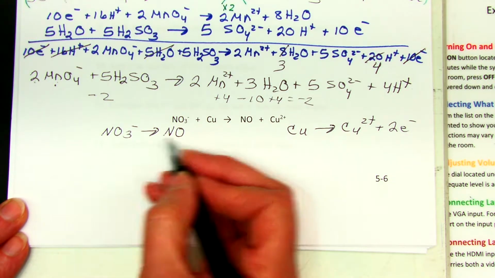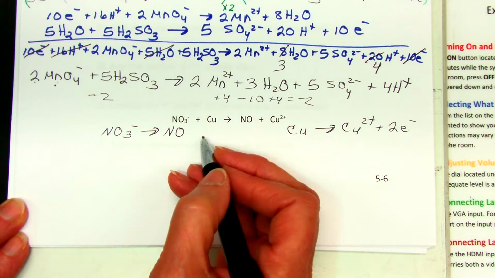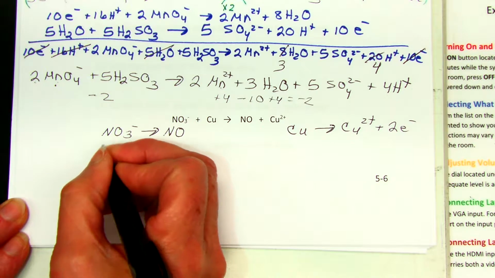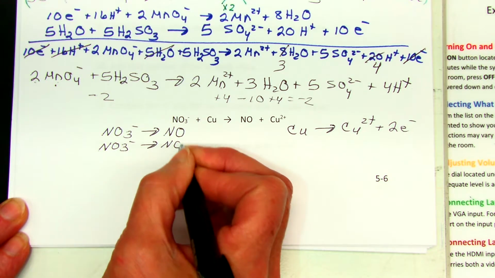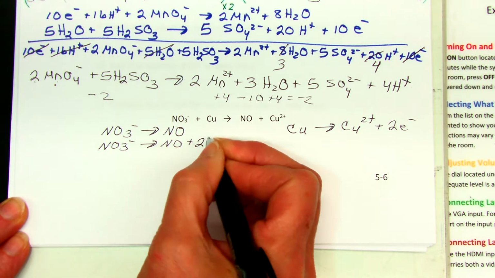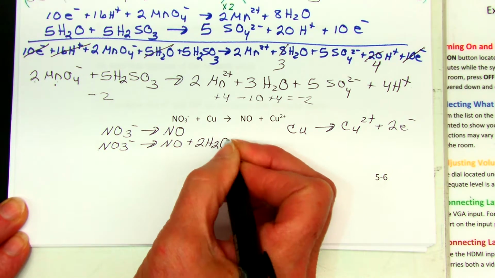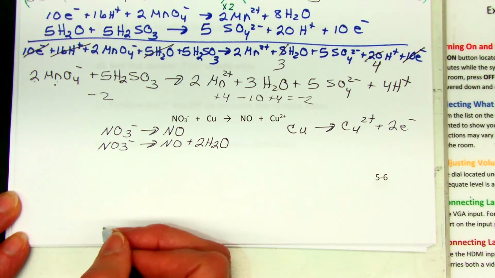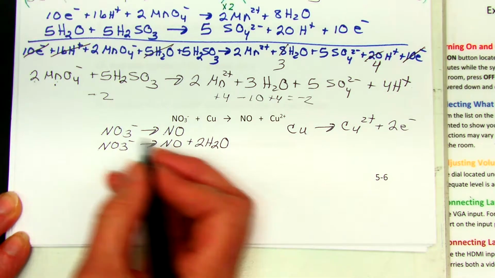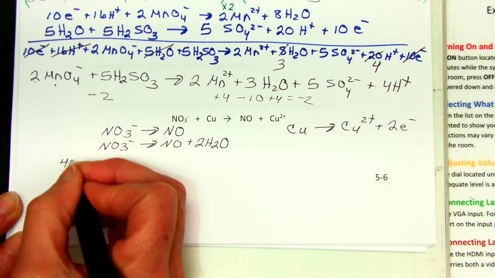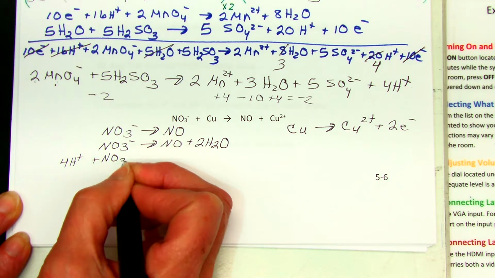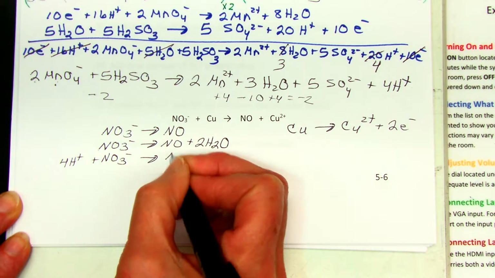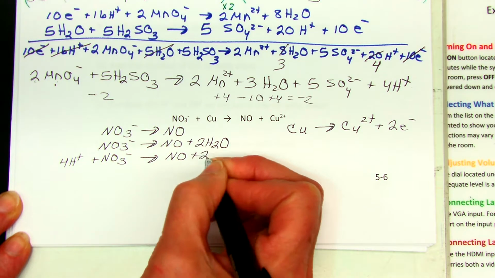Okay, 1 nitrogen, 1 nitrogen. 3 oxygens, 1 oxygen. So I'm going to add water to the right-hand side. NO3 minus yields NO plus 2 waters because I need 2 more oxygens. So now I have 3 on each side. Now I have 4 hydrogens, so I need to add 4 hydrogen ions to the left. Plus NO3 minus yields NO plus 2 waters.